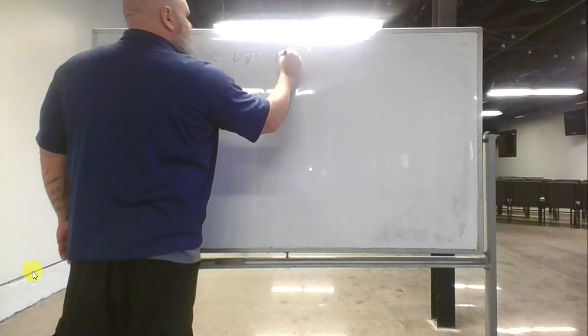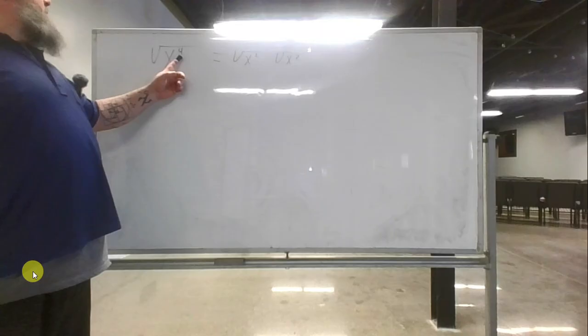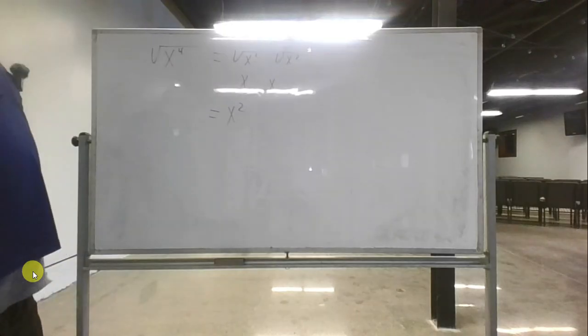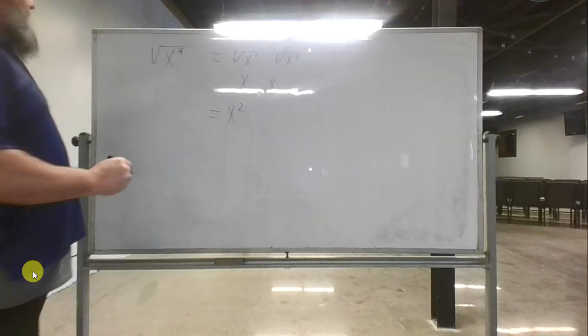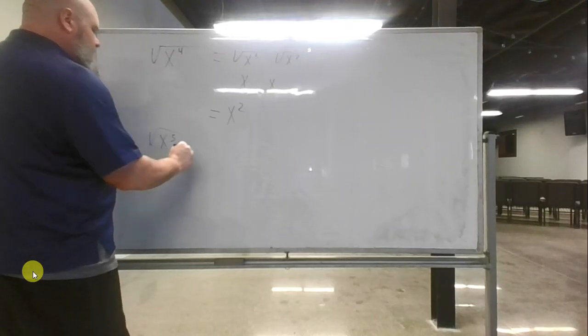Now let's try one with an odd exponent. Let's say we had the square root of x to the 5th. Well, this can be written as the square root of x to the 4th times the square root of x, because 4 and 1 is 5. Well, you know that this x to the 4th, we just solved this, is x squared. So this would be x squared times the square root of x. Keep that in mind as we do so.